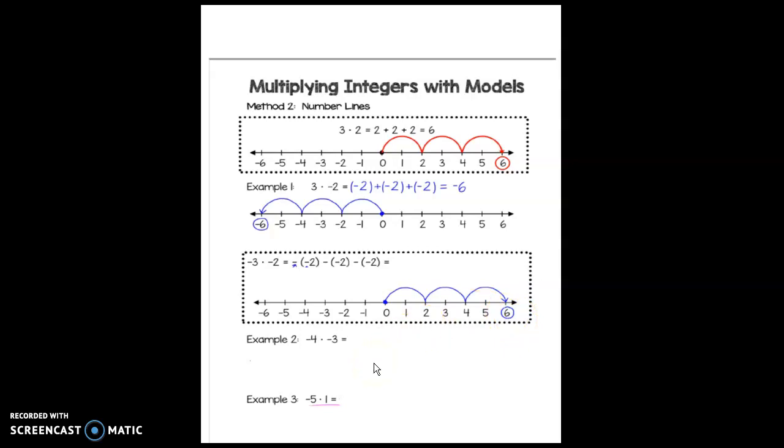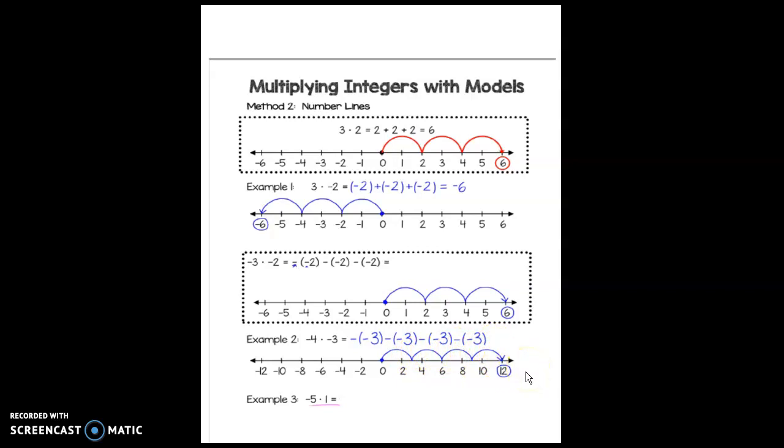Now let's look at example 2. Negative 4 times negative 3. So we know that's the opposite of 4 groups of negative 3. In this case, we're going to have negative 3 minus negative 3 minus negative 3 minus negative 3. We are showing that by saying that's the opposite of 4 groups of negative 3, which would be 4 groups of positive 3. So we go every 3 to the right, and we land on positive 12.